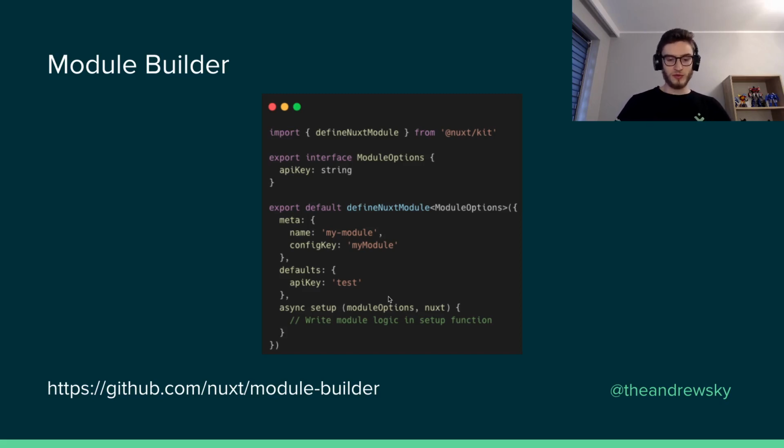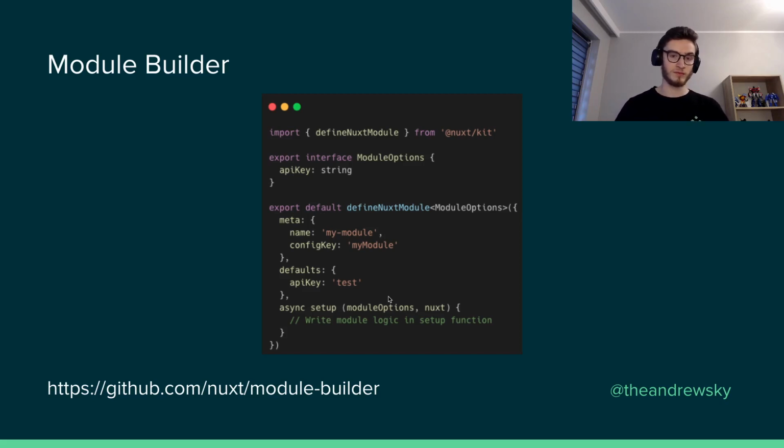In this example, we can see that the defineNuxtModule method accepts one object parameter with things like meta, where we can define the name of our module and the config key. The config key is used in the nuxt.config.ts file. So let's say that we have a module called myAwesomeModule. By defining a config key myAwesomeModule in nuxt.config.ts, with an object called myAwesomeModule, we can define the settings or the configuration for our module.